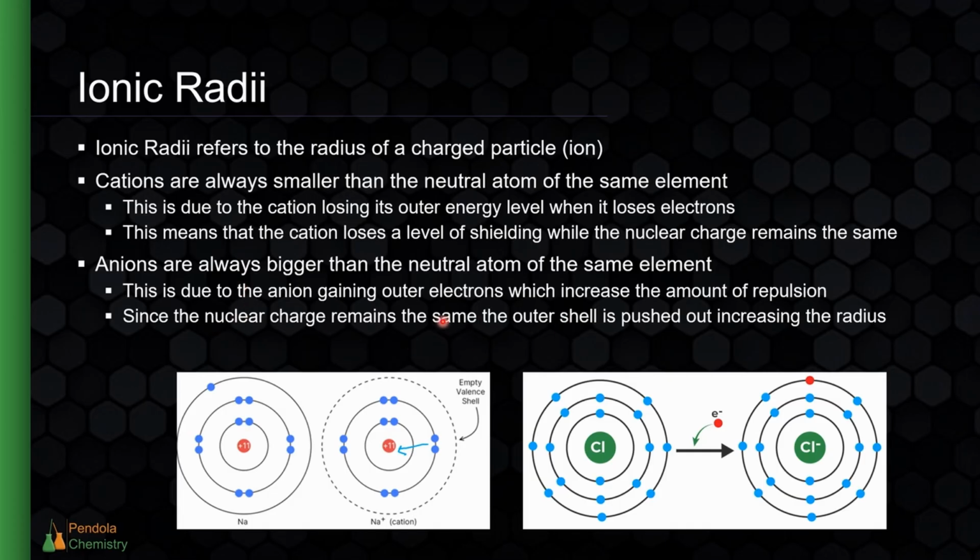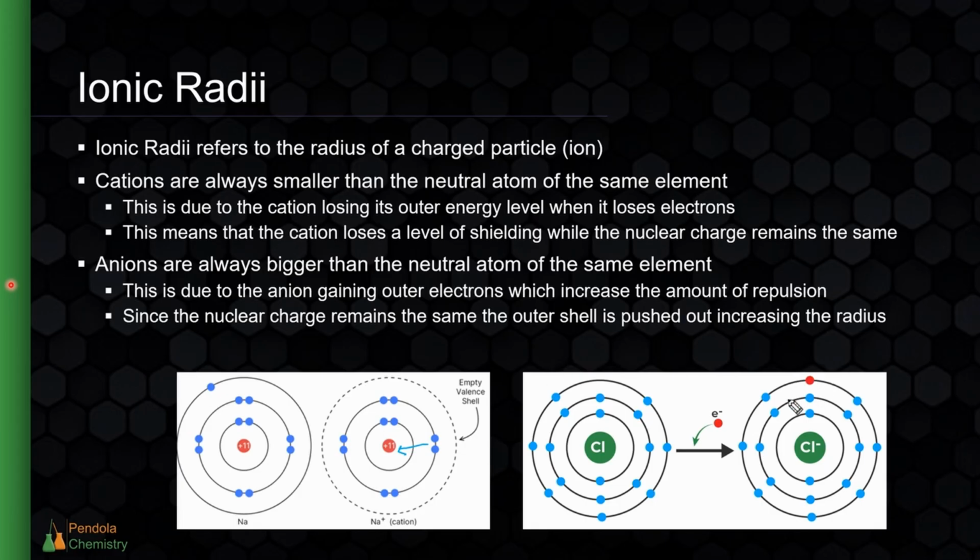This is going to be due to the fact that the anion is gaining electrons. And so even though the number of protons doesn't change, the number of electrons in the electron cloud is going to go up by as many charges as we have negatives. Since the nuclear charge remains the same, but the outer shell is now more saturated with electrons, the electrons in that outer shell are going to repel each other more strongly.